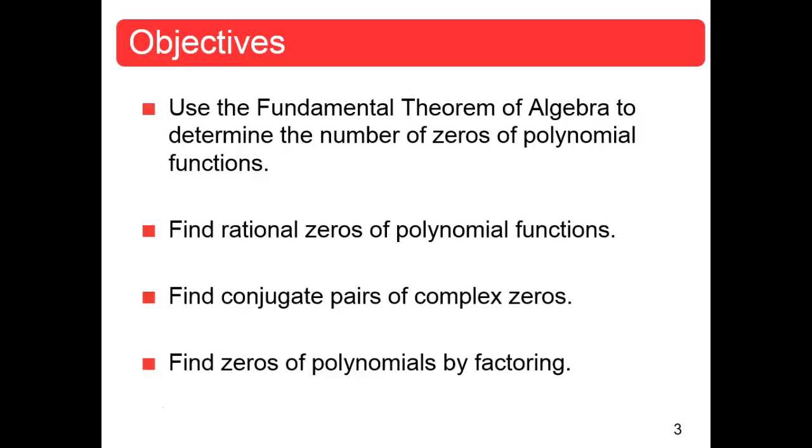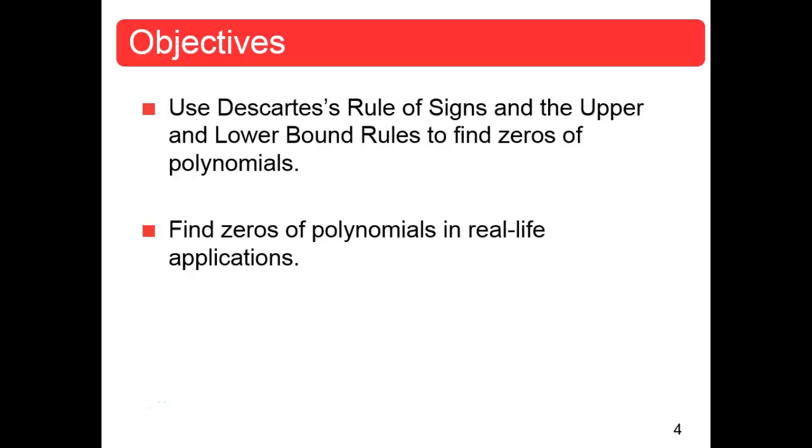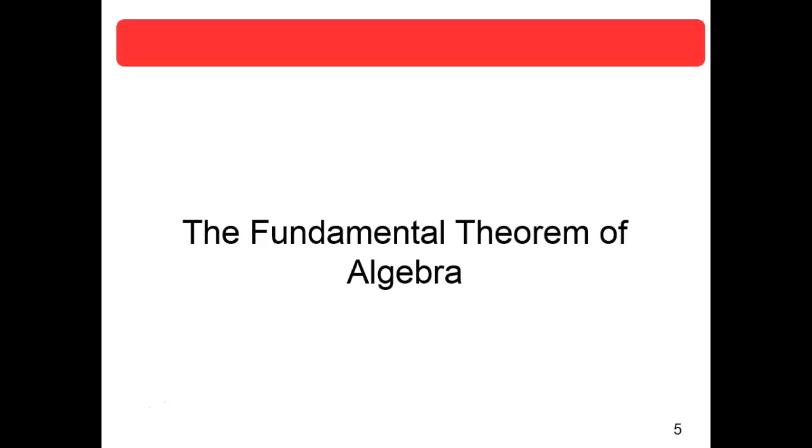Then we'll find the zeros of polynomials by factoring. We'll use Descartes' rule of signs and the upper and lower bounds rules to find zeros of polynomials. All these are tools to put in our tool belt so we can solve quadratic equations and polynomial equations. And then we'll find zeros of polynomials in some real life applications, okay?